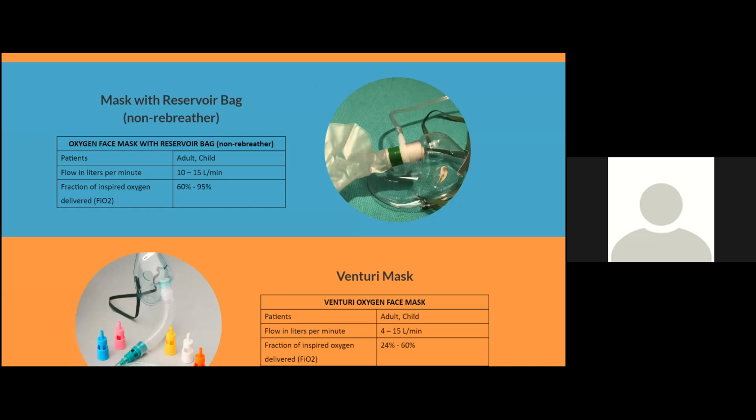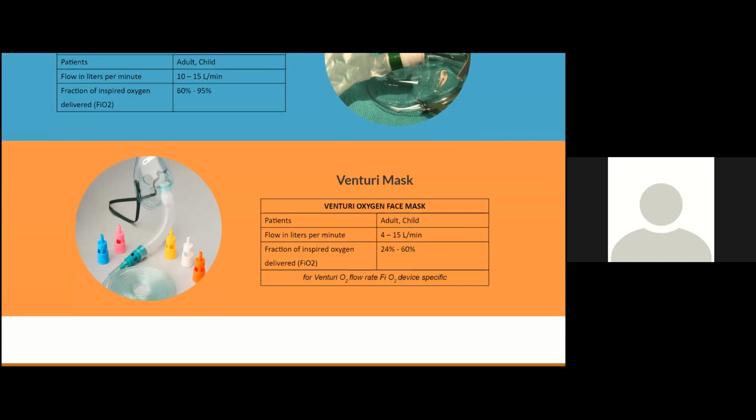And look at the FiO2 range that you go for. It takes you from 60 to 95% when using the non-rebreather face mask. Look at the flow. The flow has also gone high, between 10 to 15 liters per minute. And after that, you can go for the Venturi mask. Venturi masks are of different types. They've got different titration and they are color coded. So each color is attributed to how much oxygen concentration it can deliver.